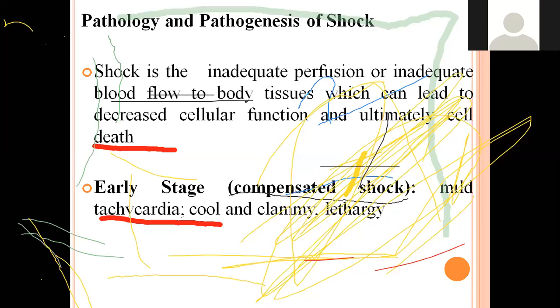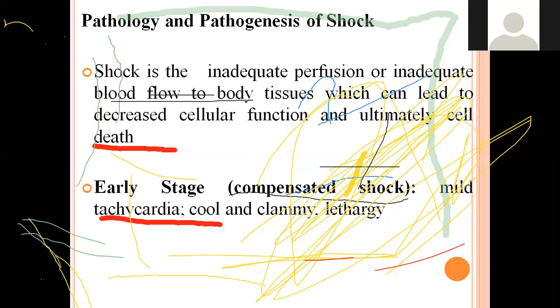Shock occurs in levels. In the early stage, there are signs and symptoms that you will see. The patient will first present with mild tachycardia, where the blood pressure could be normal or raised. Then there will be cool and clammy skin. There will be lethargy, but the patient will still be conscious.